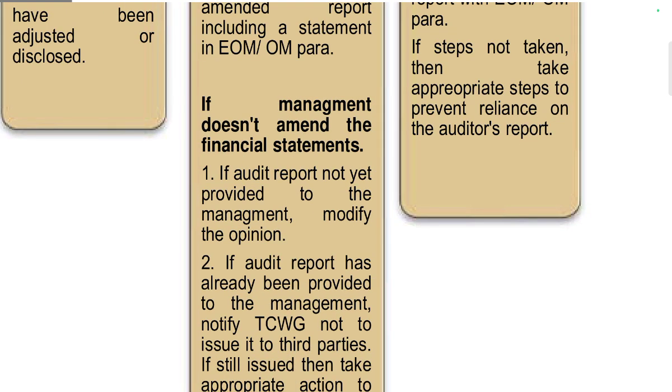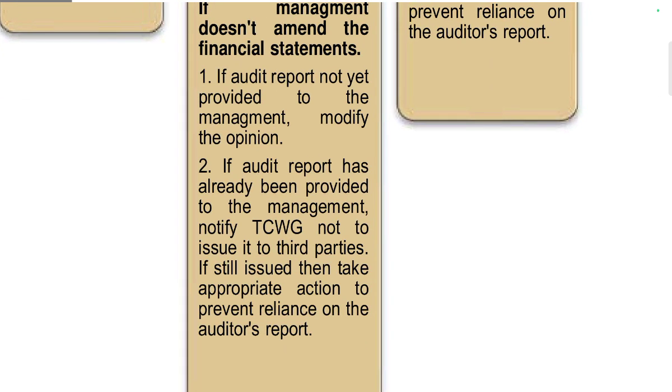If management doesn't amend the financial statements and the auditor's report has not yet been provided to the entity, the auditor should modify the opinion. If the audit report has already been provided to the management, notify those charged with governance not to issue it to third parties. If it is still issued, then take appropriate action to prevent reliance on the auditor's report.